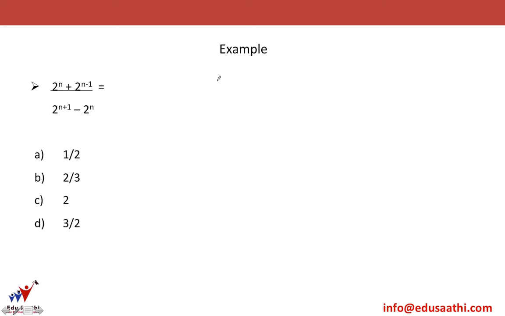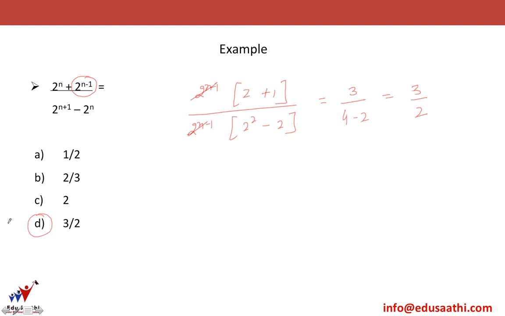So let's try this next question. Here, as I see that 2 raised to power n minus 1 is the smallest, so I'll take 2 raised to power n minus 1 common from the numerator. This leaves me with 2 plus 1 inside the bracket. Also, I'll take 2 raised to power n minus 1 common from the denominator. So this gives me 2 square minus 2 in the denominator. This cancels out, so my answer is 2 plus 1, which is 3, divided by 4 minus 2. This gives me 3 divided by 2. So the D part here is the right answer.